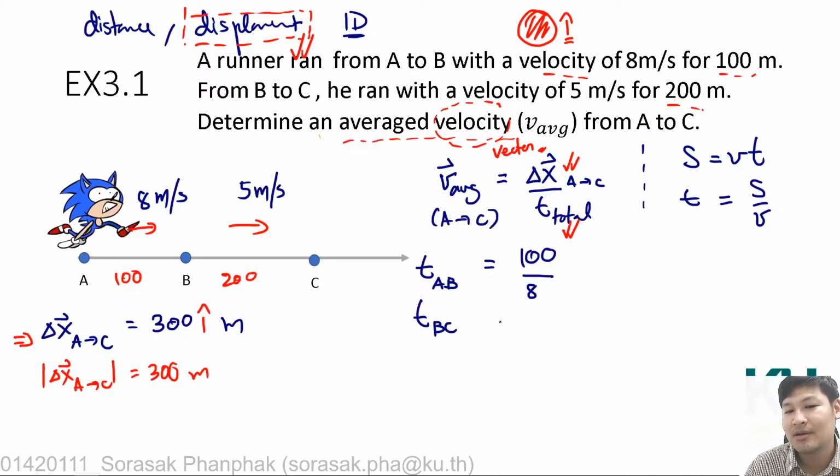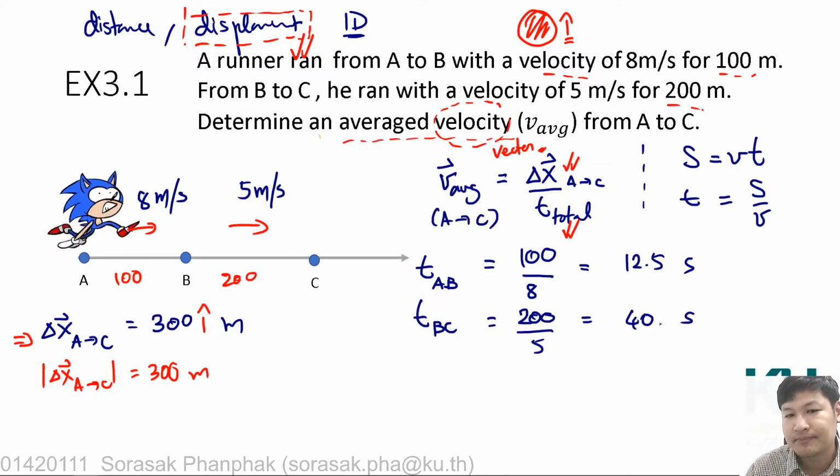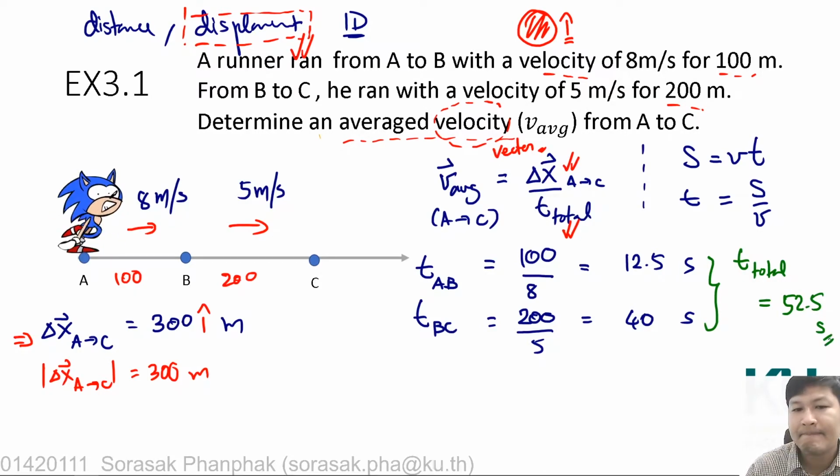So now we know the displacement from A to B is 100, and the velocity is 8 meters per second. And B to C has a displacement of 200 over 5 meters per second. So now you find the time of each one. The first one is 12.5 seconds, and the second one is 40 seconds. So now this is your total time: t total is equal to 52.5 seconds.